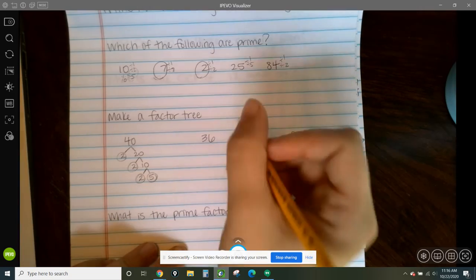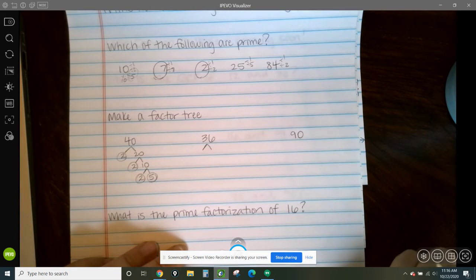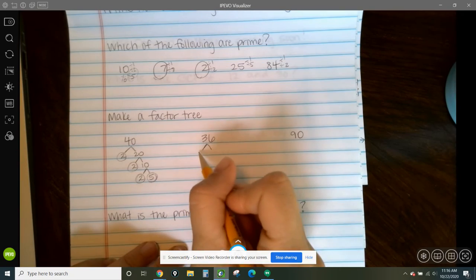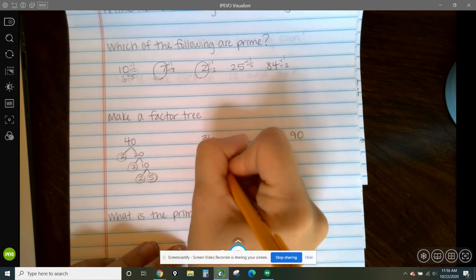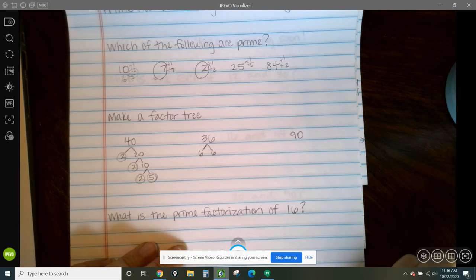Okay, 36. I'll show you a little different way on this one. Instead of just going 2 times 18, I usually do that, but we could do, what if you know 36 is 6 times 6?